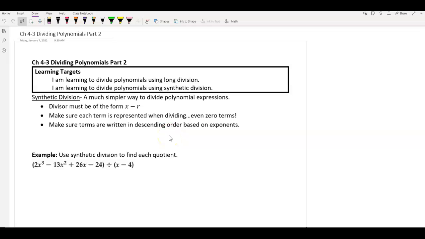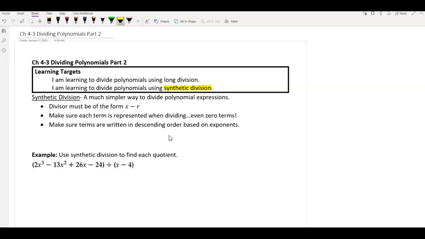All right, so today we're going to take a look at part 2 of dividing polynomials, and that's where we're going to focus on what we call synthetic division, which I can tell you is your friend compared to long division. It is a much simpler way to divide polynomial expressions.